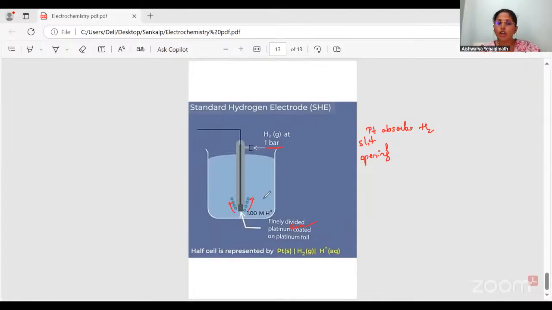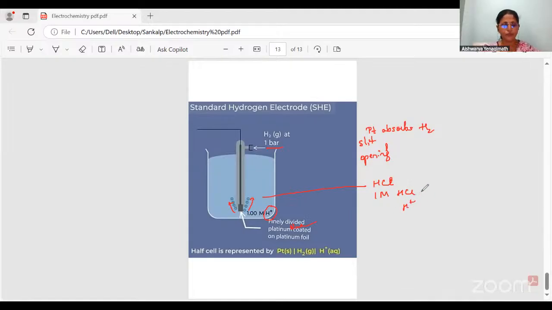Here is an important thing. What is the solution actually? The solution is acidic. To be more specific, we have taken hydrochloric acid, 1 molar concentration of HCl. Therefore, we have represented H plus.